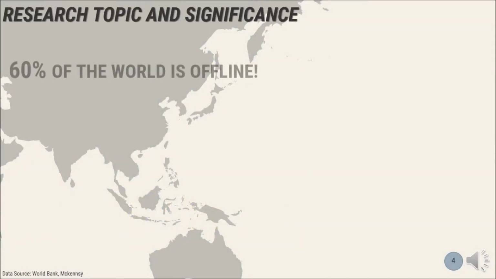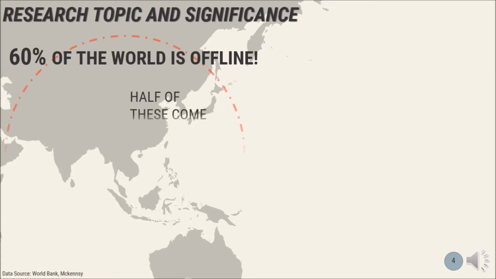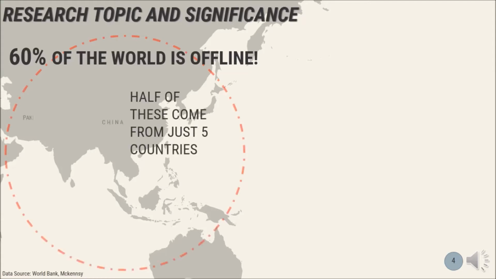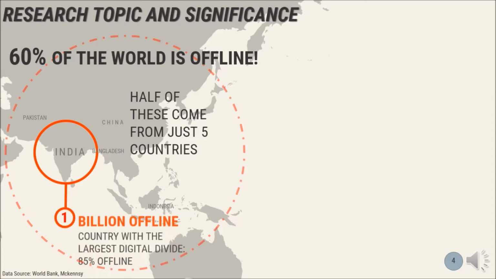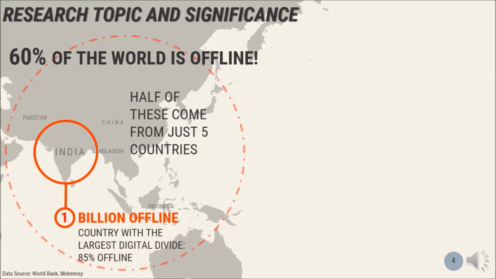As of 2013, 60% of the world is offline. Half of the offline population comes from just 5 countries within this red circle. India is home to the largest digital divide in the world. From a population of 1.3 billion, 1 billion people have never accessed the internet.